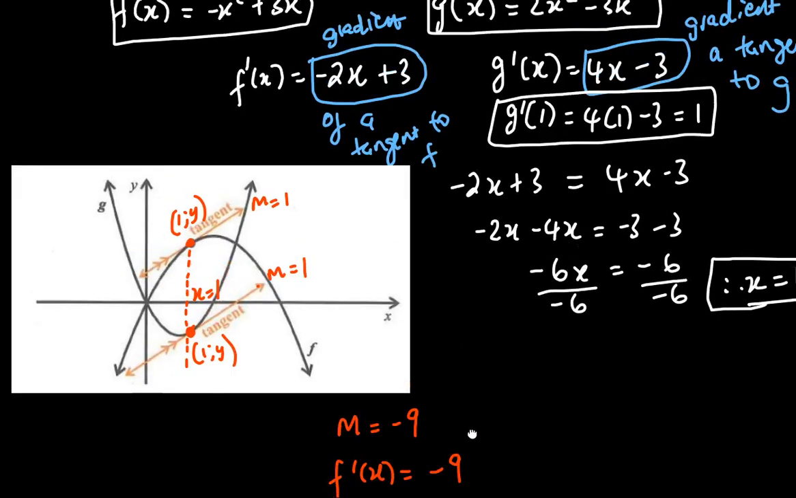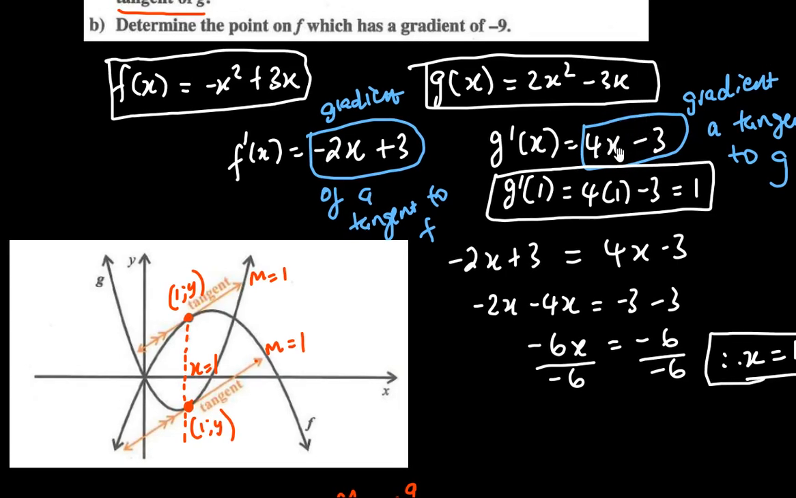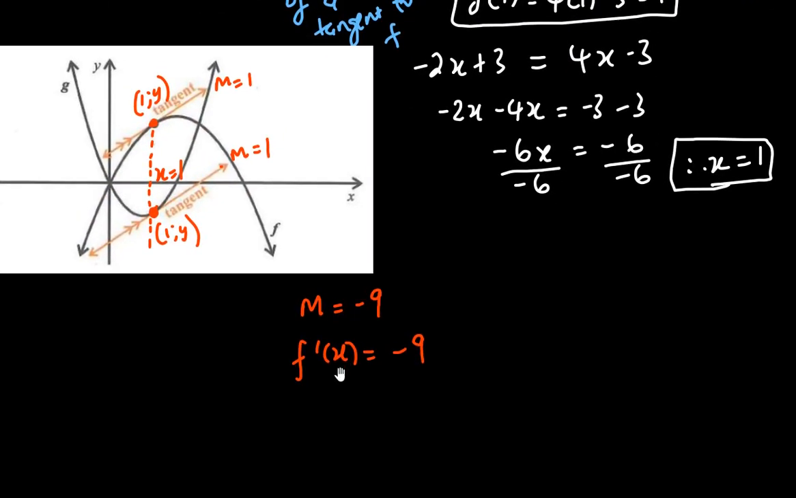Please, good people, just remember that this equation gives you the gradient. It's an equation to get the gradient at any point. That is what you call a derivative. It's the gradient at any point. So to get the answer to that, what are we going to do?